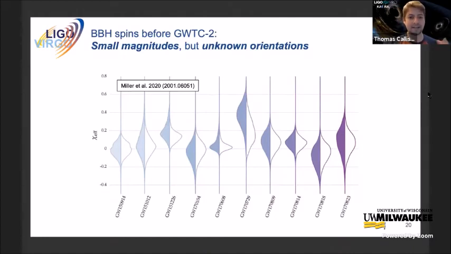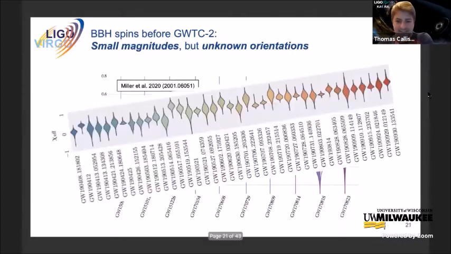Now, each violin plot has 2 sides, which show the results that we get under 2 slightly different assumptions. But the thing that you should take away from this is that all of these chi effectives are small. If you remember that chi effective can range between -1 and 1, here these are all clustered near 0. And so what this is probably telling us is that black holes have small spin magnitudes, but it does not tell us about their orientations. That remained largely unknown following O1 and O2. Next slide, please.